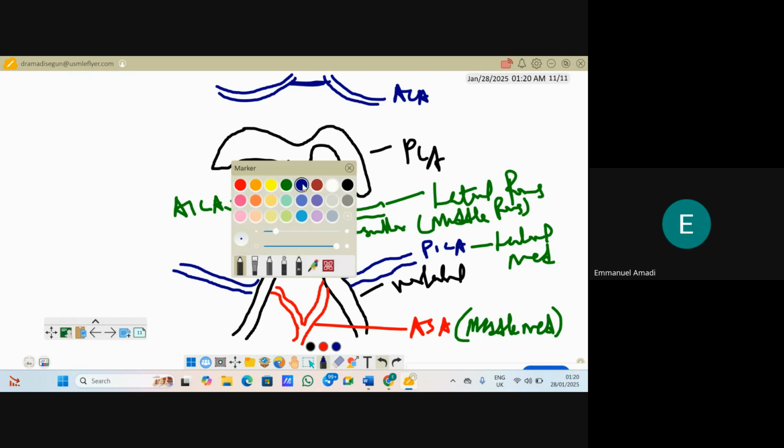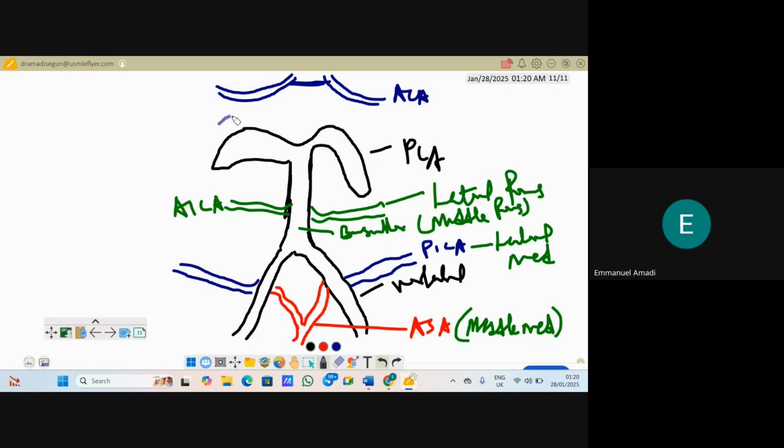This one here, let's use purple for that. This one now is the middle cerebral artery. The middle cerebral artery supplies a lot of the region where the upper extremities are represented. It also supplies the places that have the Broca's speech area and the rest. It supplies the parietal lobe, the temporal lobe, and part of the frontal lobe. It is connected to the posterior cerebral artery via the PCOM. That's the posterior communicating artery. This is your circle of Willis.